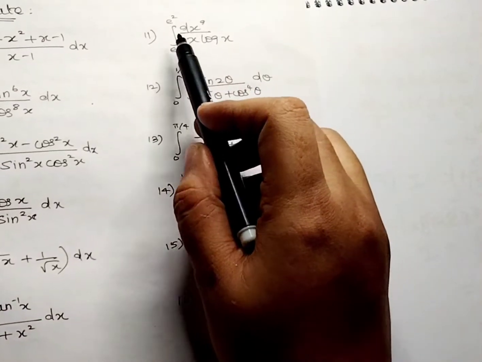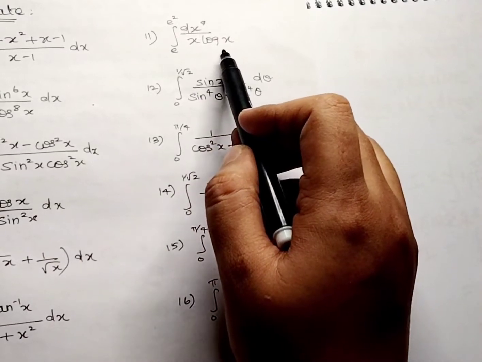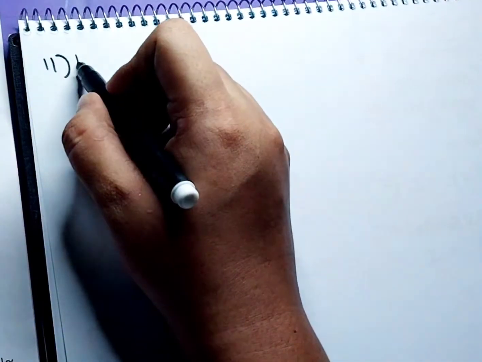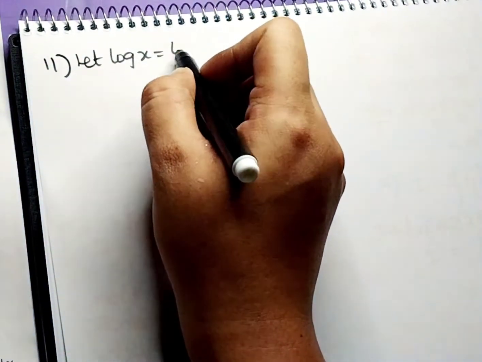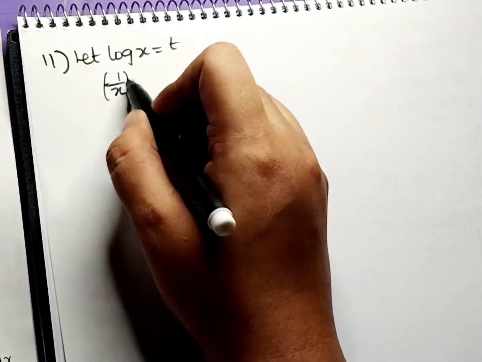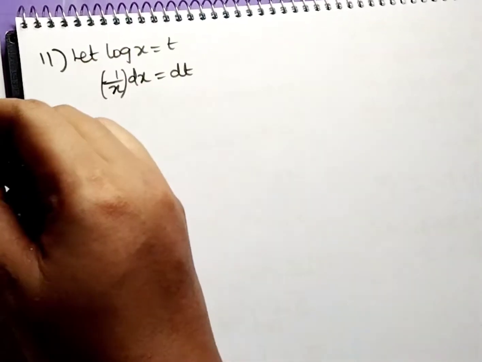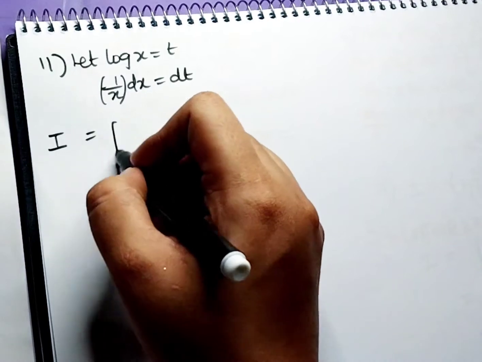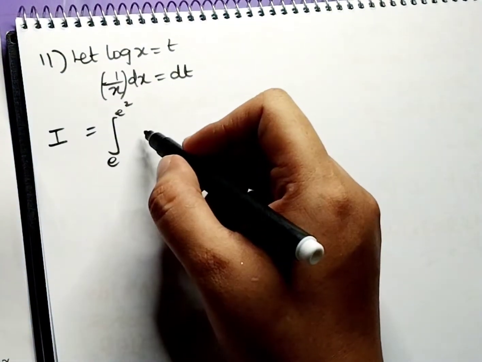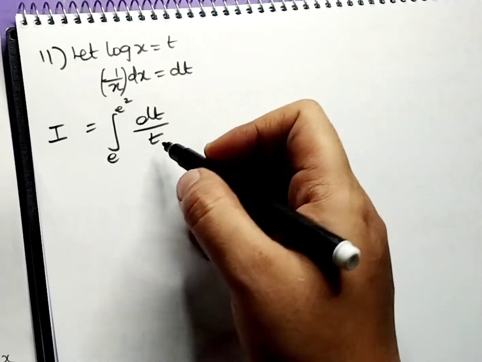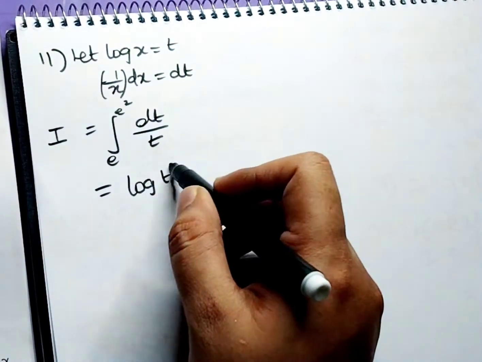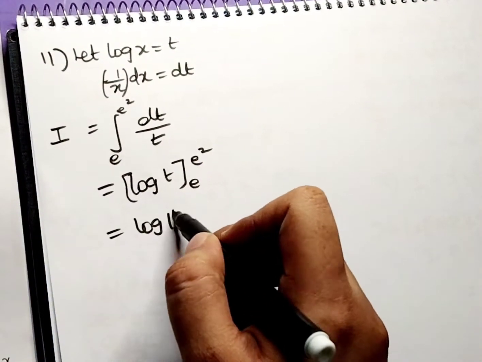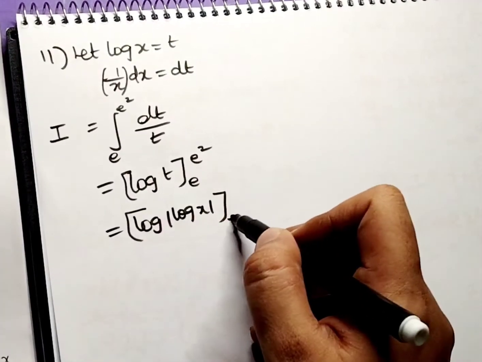Question number 11, integral e to e power 2 dx by x log x. We will try to do it by the substitution method. We will take log x as t. So let log x equal to t. When we differentiate both sides with respect to x, it is 1 by x into dx equal to dt. So replacing dx by x as dt, log x as t, we get e to e power 2 dt by t. So integrating, we get log t, and replacing t as log x, log of log x, between e and e power 2.